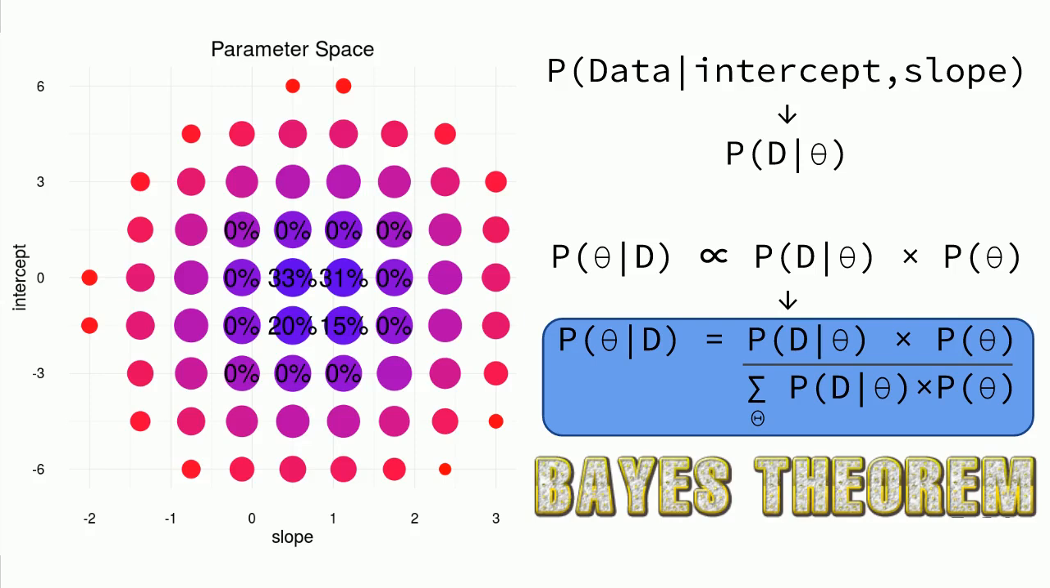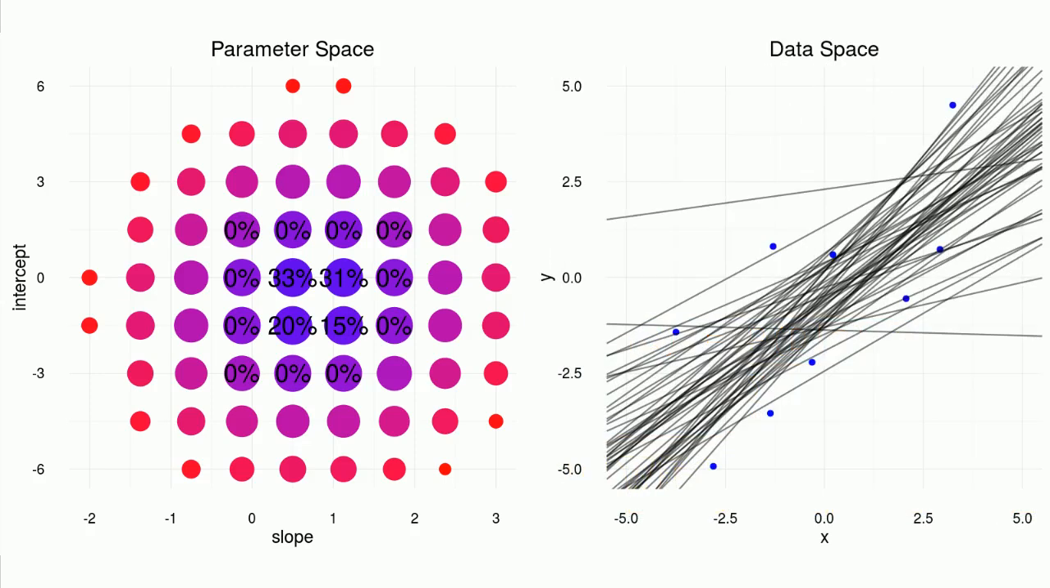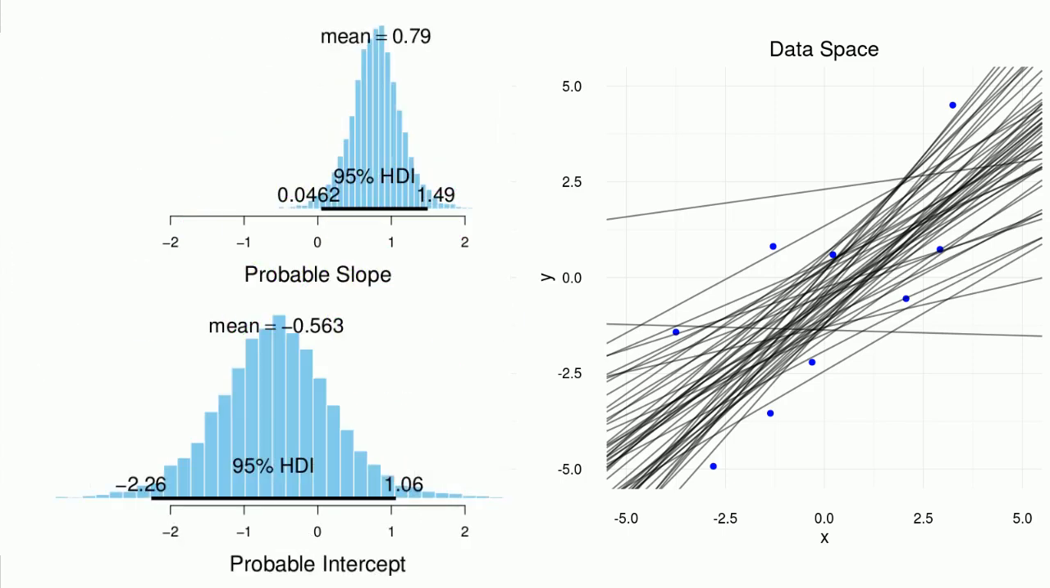Now that we have a posterior probability distribution in parameter space, we can do a lot of useful stuff with it. For example, we could draw a sample of intercept-slope combinations from this probability distribution and then plot the resulting lines back into data space. This now becomes a visual representation of the uncertainty regarding the best regression line. Or instead of looking at this 2D distribution to the left, we could look at the marginal distributions for each parameter. So here again we get that the slope is likely between 0 and 1.5 and the intercept is somewhere around -2 to 1.